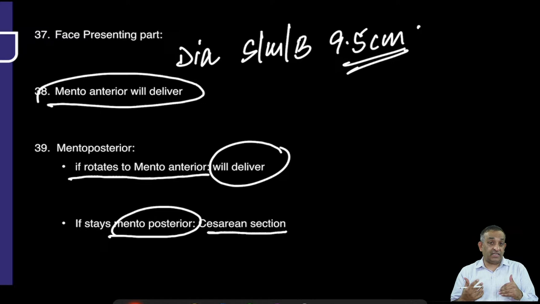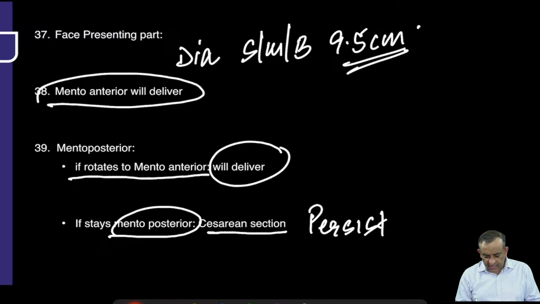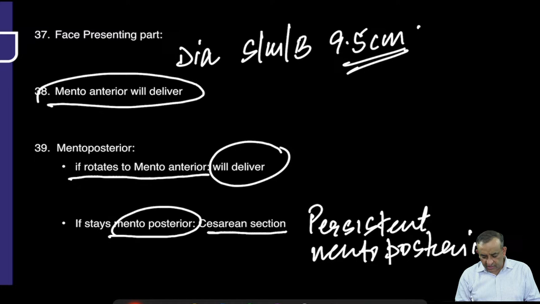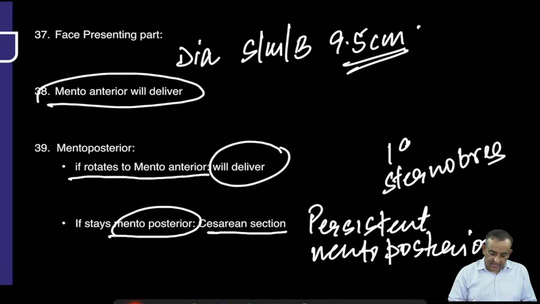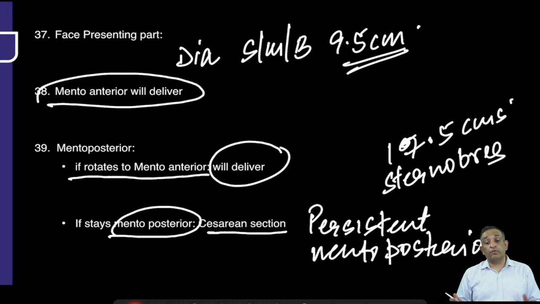But if it stays persistent mento posterior, then the diameter becomes submentobregmatic sternobregmatic, which is 17 or 17.5 centimeters. So you will have to do a cesarean section. So mento posterior, only if it becomes mento anterior, you can think in terms of doing a delivery. All right, good.